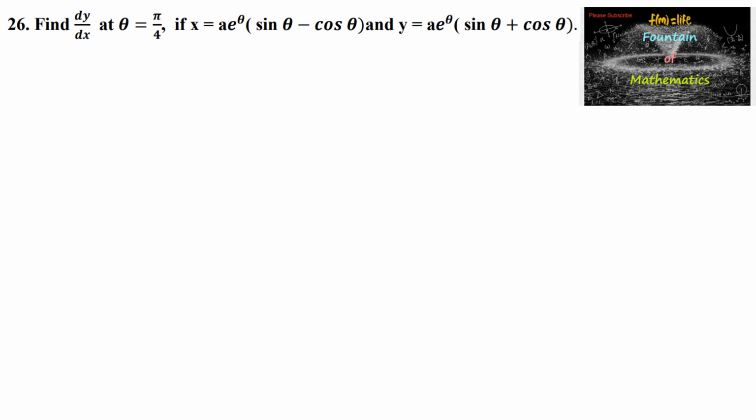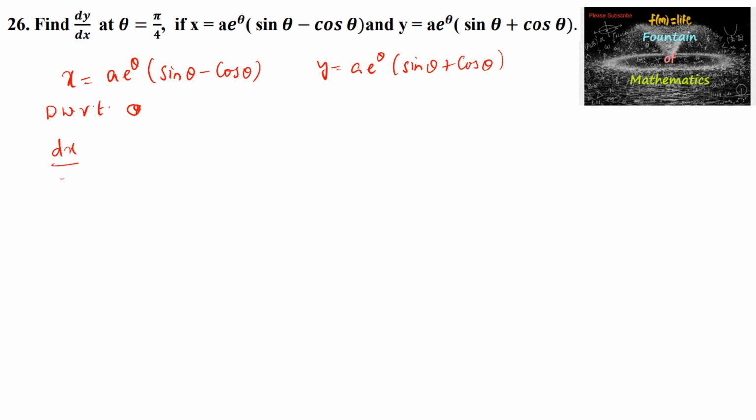Find dy by dx at theta is equal to pi by 4 if x is equal to a e power theta times of sine theta minus cos theta and y is equal to a e power theta of sine theta plus cos theta. Let's differentiate with respect to theta.